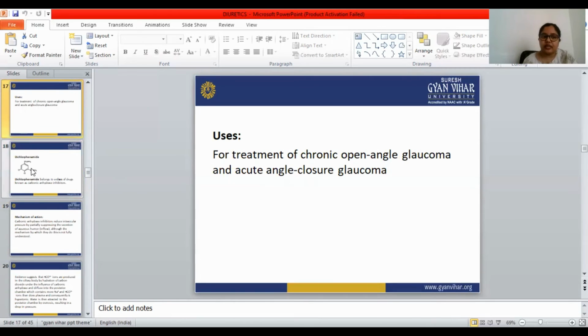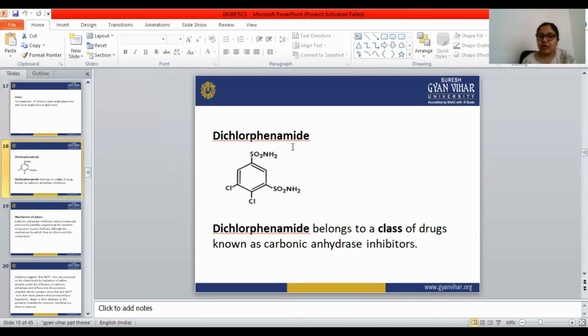And our next drug is dichlorphenamide. Dichlorphenamide comes under the benzene ring category. There are two categories: the first one is heterocyclic sulfonamides, and the second one is the benzene, meta 1,3 benzene sulfonamide. So this comes under that benzene ring. Dichlorphenamide belongs to a class of drugs known as carbonic anhydrase inhibitors.